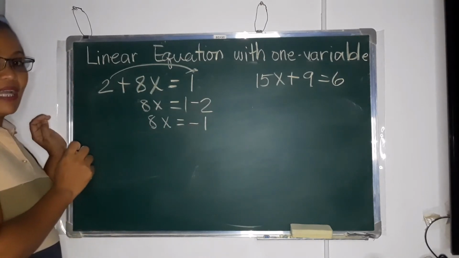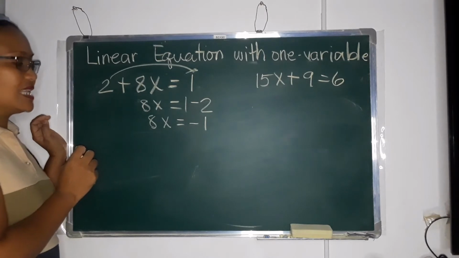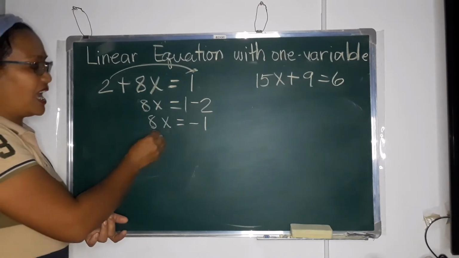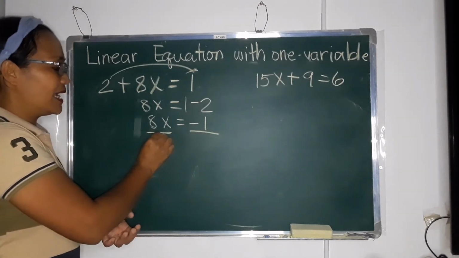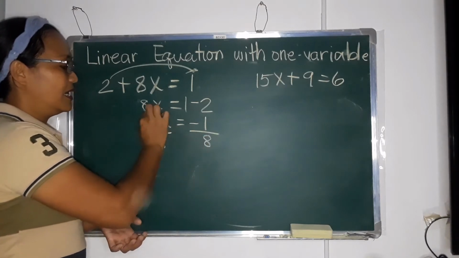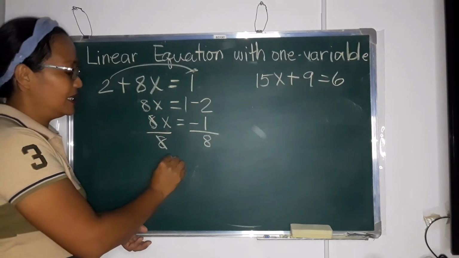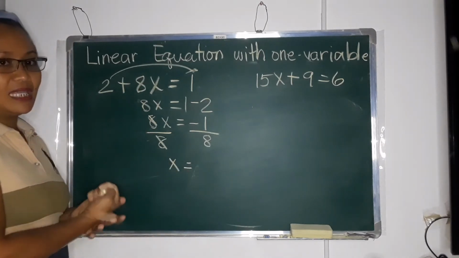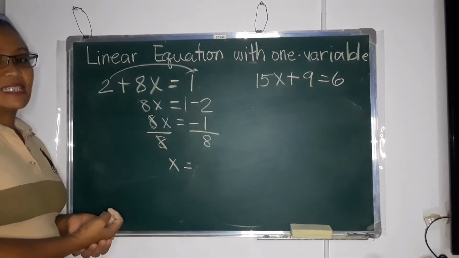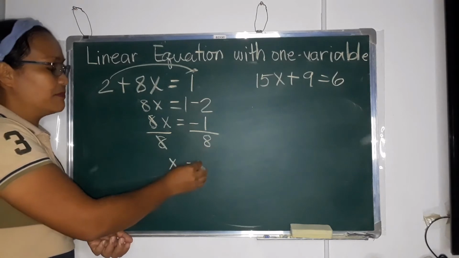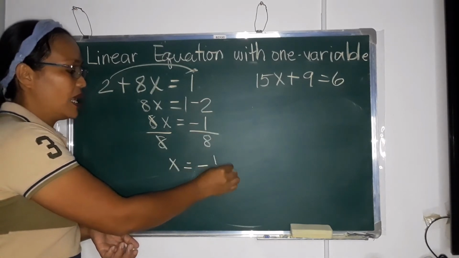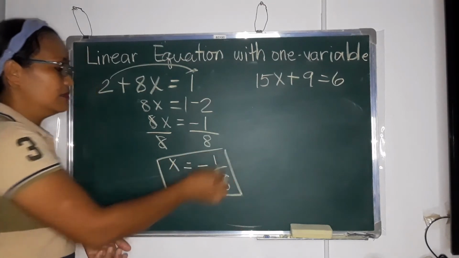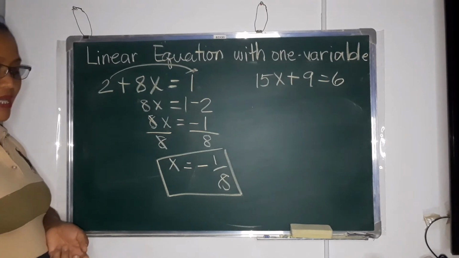Then after that, we're going to divide both sides by the number beside the variable. So the number beside x is 8. So we need to divide both sides by 8. Cancel. 8 divided by 8 is equal to 1. And then 1x, or simply x, is equal to, in dividing unlike signs, the answer is always negative. So negative divided by positive is negative. And then 1 over 8. So the value of x is equal to negative 1/8.